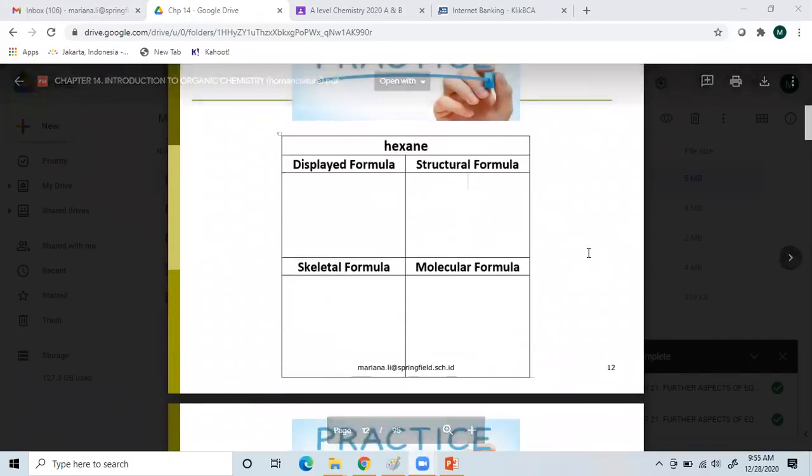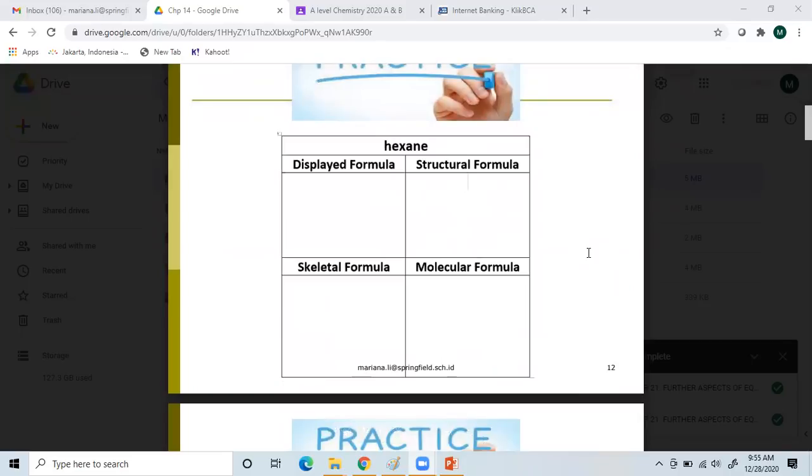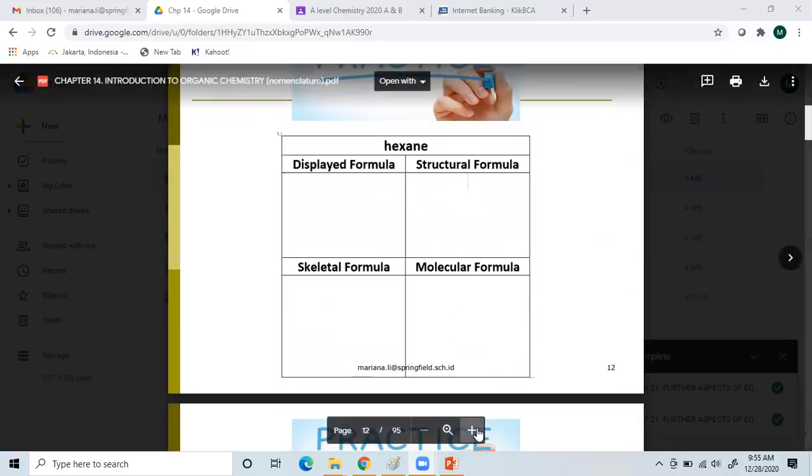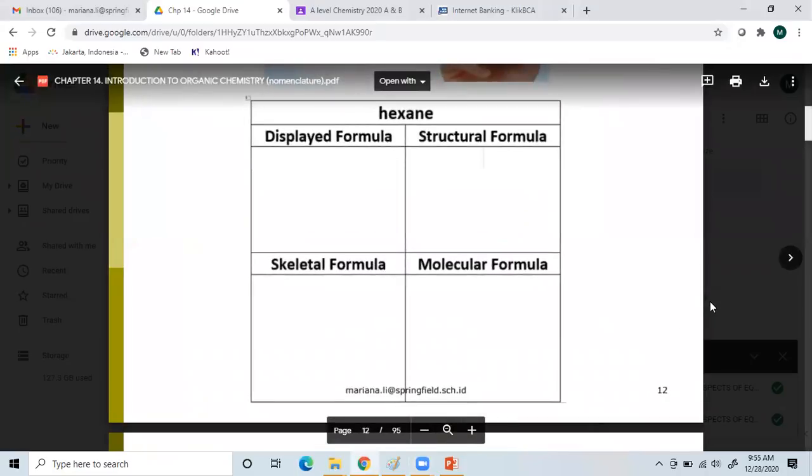Okay, now I have this practice question. Hexane, could you please make the display formula, structural, skeletal, and molecular formula for this compound? Please pause this video while you're working and please continue to hear and to see the explanation of the answer. Okay, please pause now. Okay, everyone, let's discuss the answer.